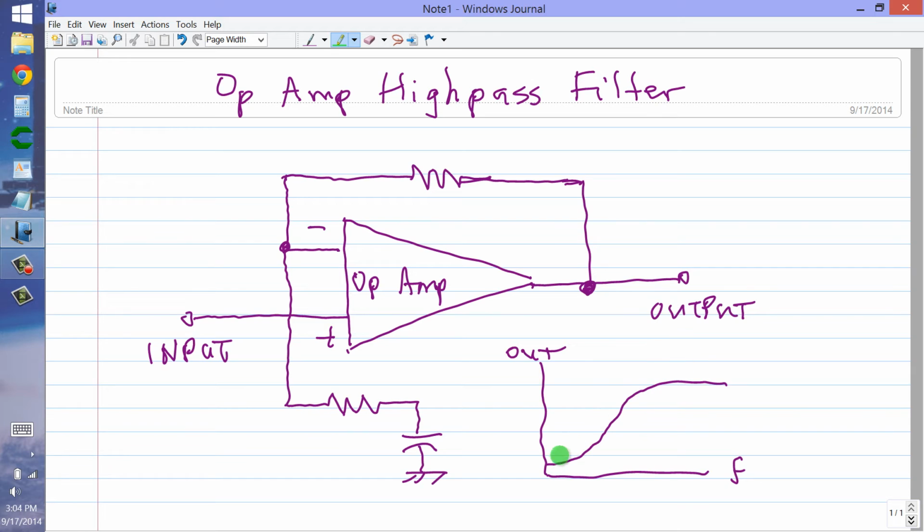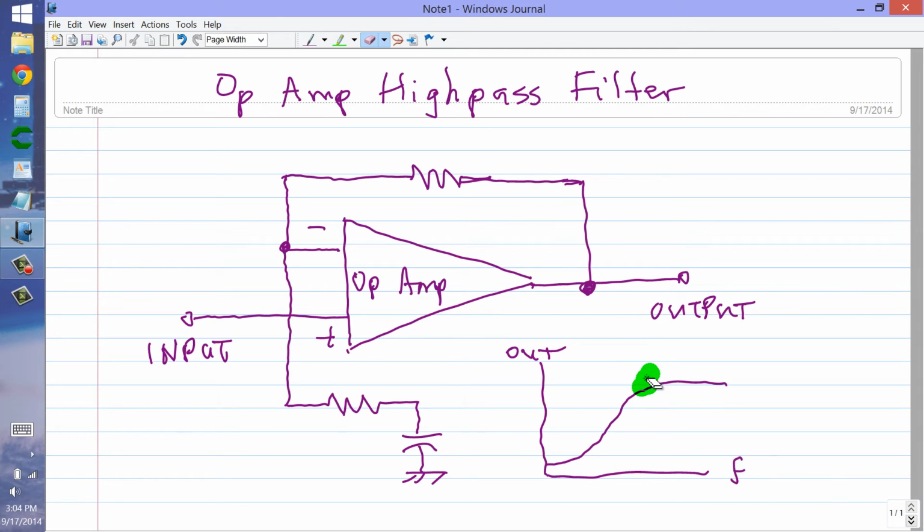As the frequency goes up, then the negative feedback here remains the same, but more and more of this signal gets shorted to ground, so that tends to reduce the negative feedback. Less negative feedback, greater gain. Okay, so there you go. There you have it.